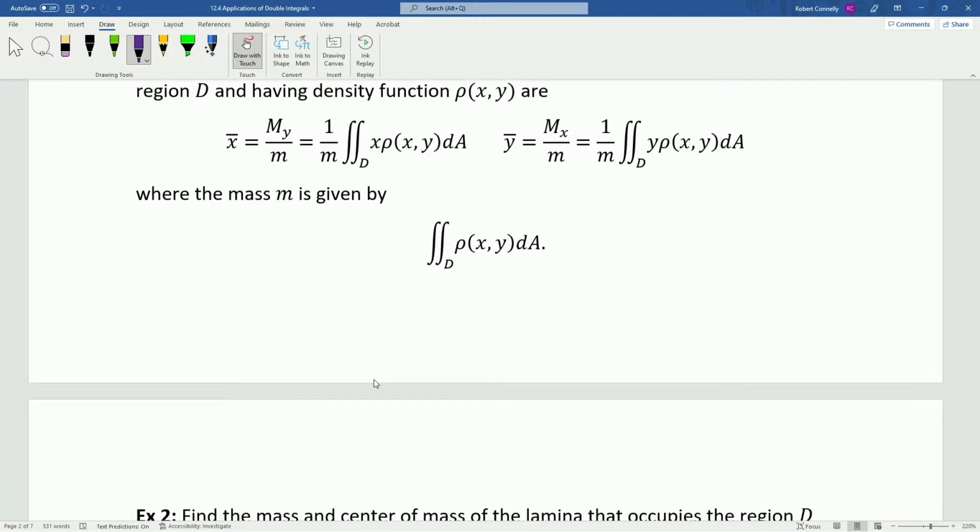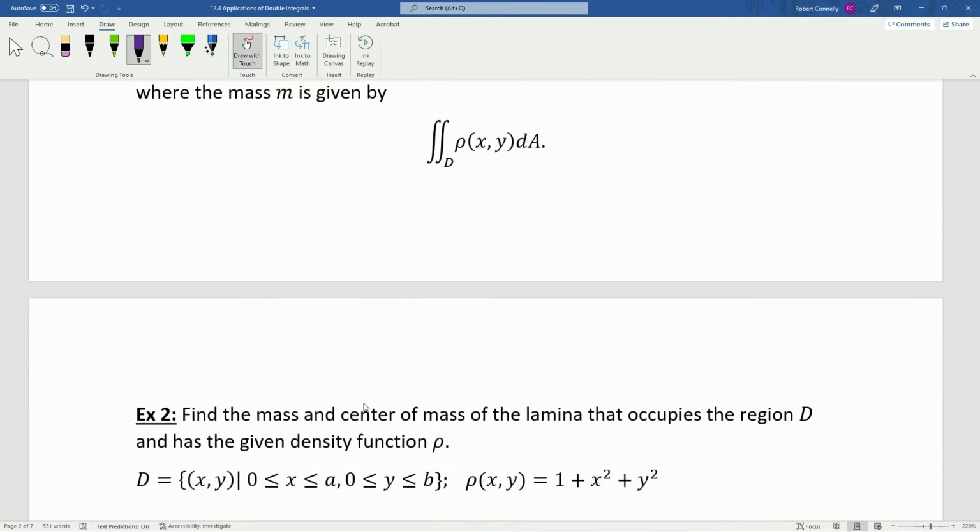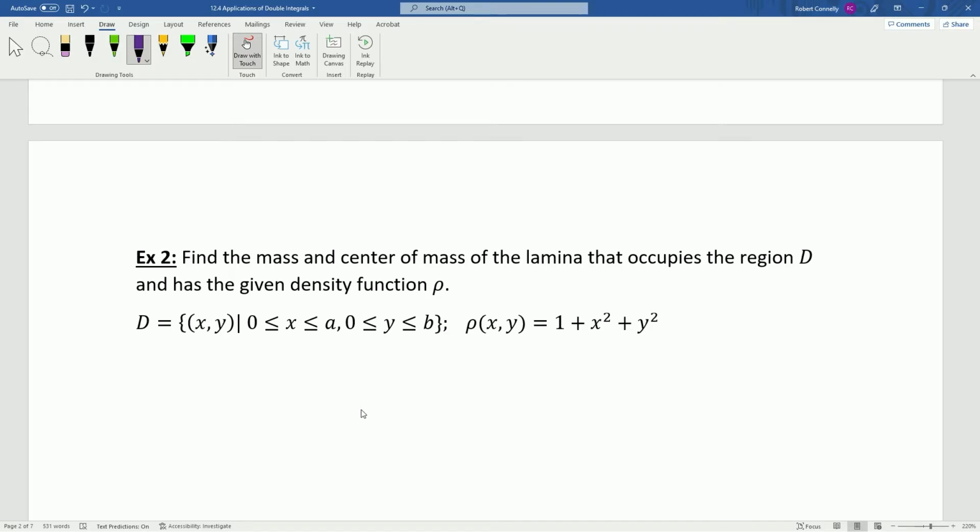All right, with that said, let's take a look at an example. Find the mass and center of mass of the lamina that occupies the region D and has the given density function rho. Here we've got to make use of all of these density formulas. First we need to know what the mass is, and once we know that, we can calculate the center of mass. Let's start by finding the mass. The mass is just the double integral over the region of the density function.